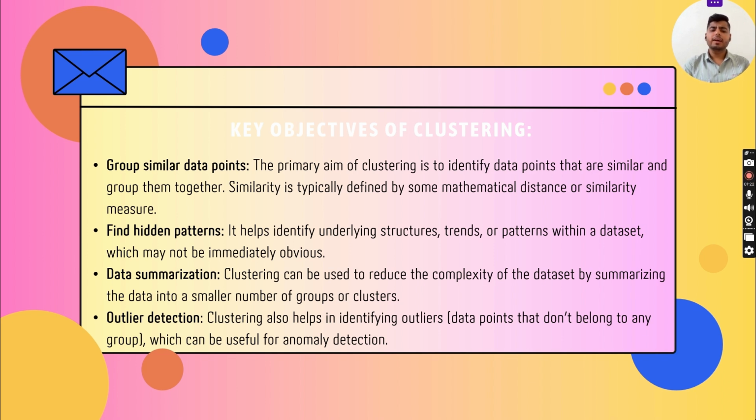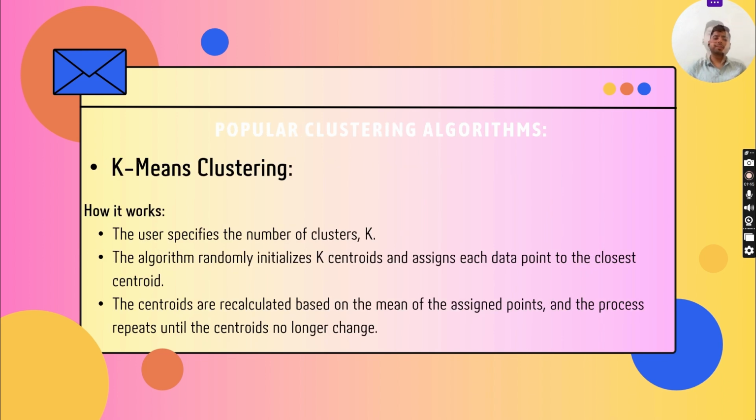Next is data summarization. Clustering can be used to reduce the complexity of the data set by summarizing the data into a smaller number of groups or clusters. Next is outlier detection. Clustering also helps in identifying outliers, data points that don't belong to any group, which can be useful for anomaly detection.